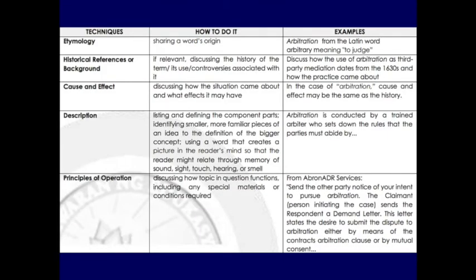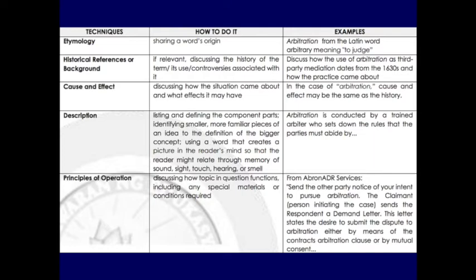Techniques: how to do it. Etymology: sharing a word's origin. Arbitration, from the Latin word arbitrari, meaning to judge. Historical references or background: if relevant, discussing the history of the term, its use, and controversies associated with it. Discuss how the use of arbitration as a third-party mediation dates from the 1630s and how the practice came about.